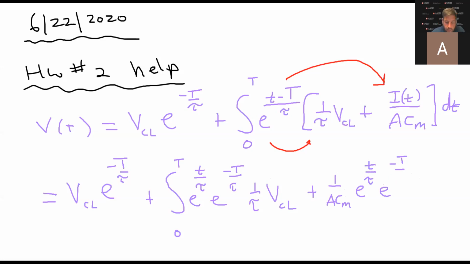Now, I'm not saying you have to do it this way, but this might be the easier way for you to see what happens. And then what's left? What's left is the I of t. And then this is all dt.